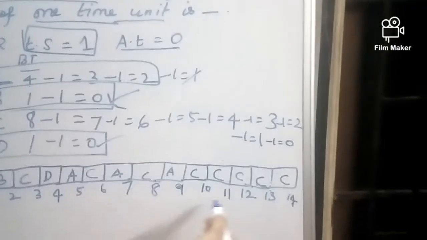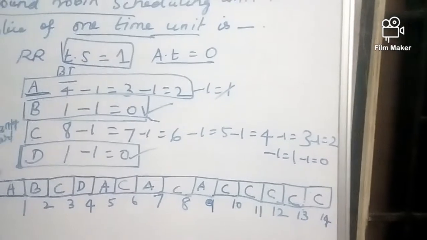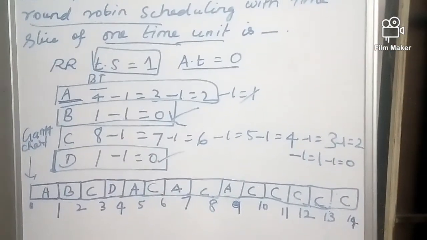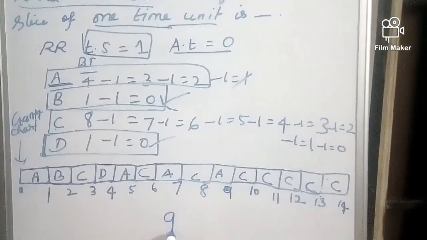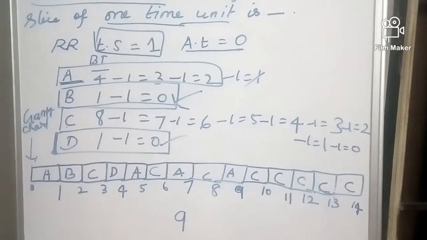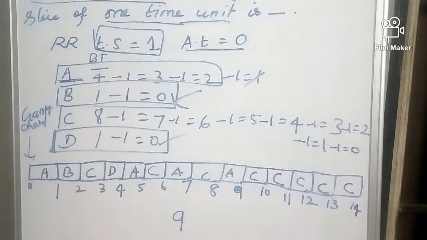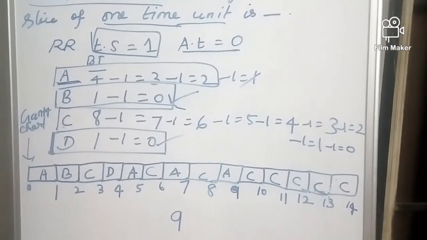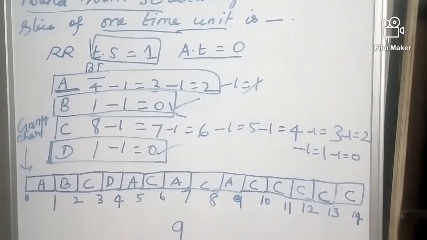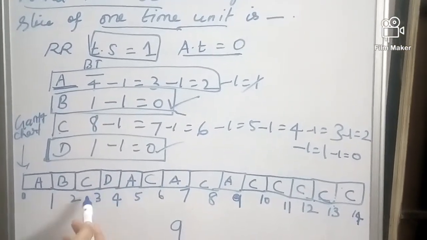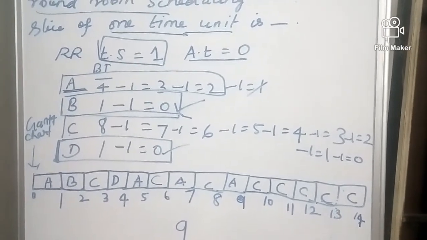In a reverse look of this Gantt chart, at the time of 9 the process A is completed. So what is the completion time of process A? It is 9. So 9 is the answer for this question. It is a very simple question. Suppose you are asked the completion time of C, it is 14. The completion time of D is 4. And B is 2.